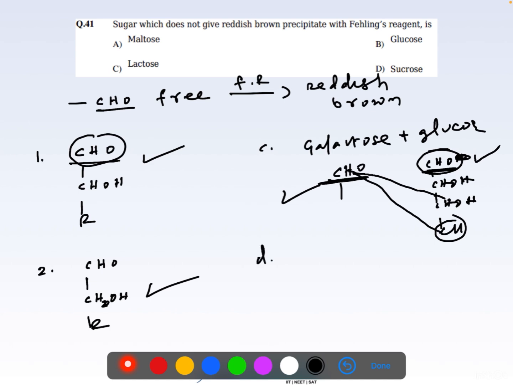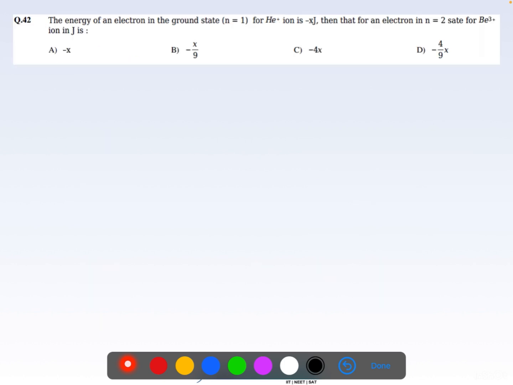Okay, in option D, sucrose is a dimer of glucose and fructose. So in this molecule, the glucose molecule and the fructose molecule are connected by 1 and 2 positions. So here both the CHO group and the CO group are not available for reaction with Fehling's reagent. So it does not give a positive test with Fehling's reagent. So the correct option is D.